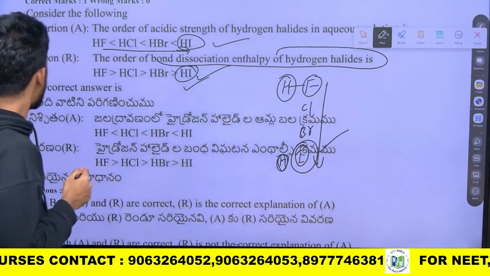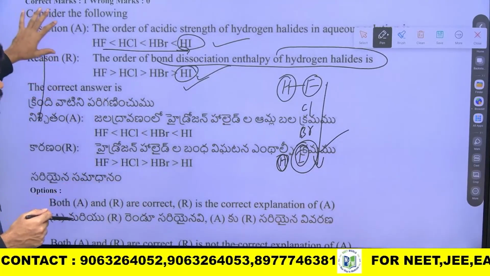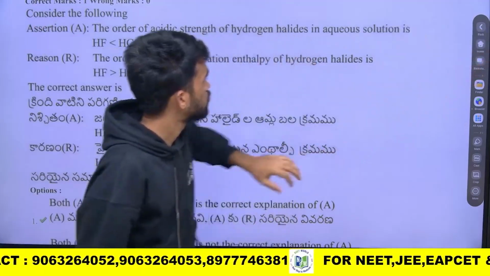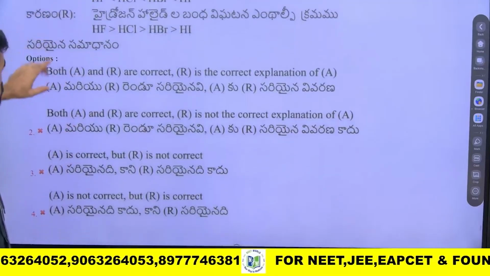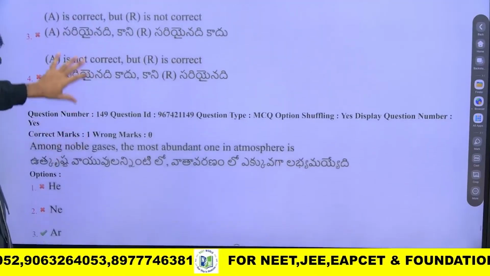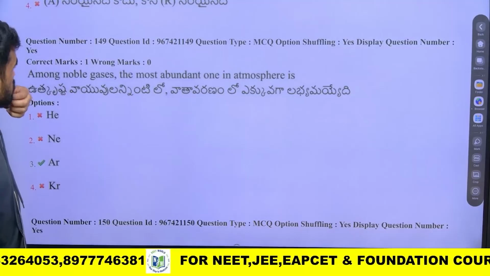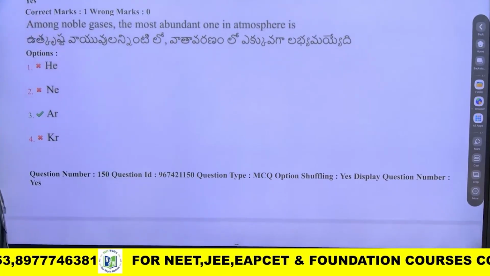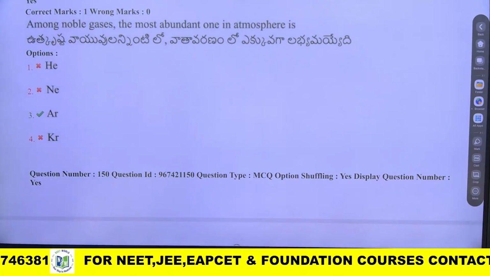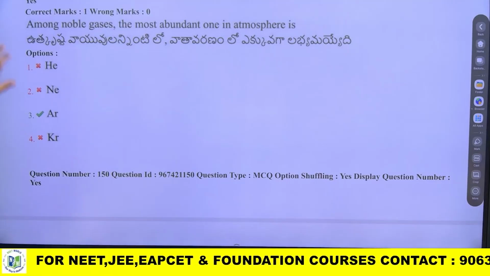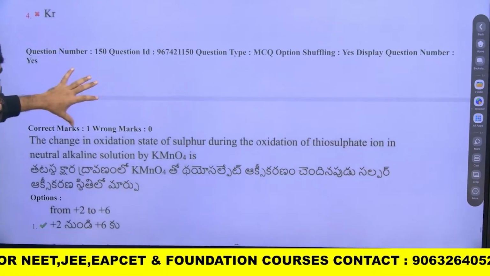Both statements, assertion and reason, are correct. Okay, so let's look here. Assertion, reason both are correct. Okay, first option is correct. Next, among the noble gases, the most abundant in the atmosphere, that is what? Argon. Okay, this is a direct question, right?